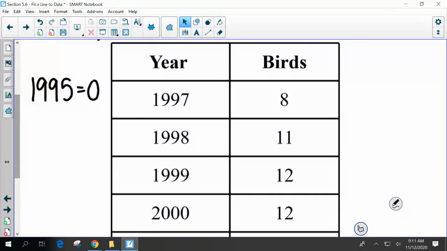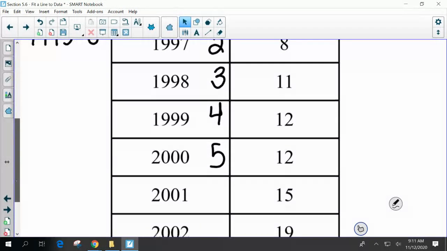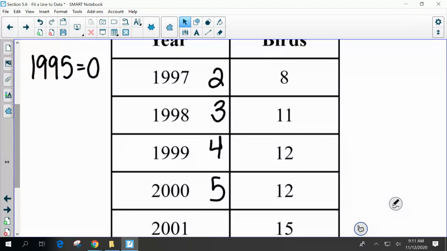So what would 1997 equal? 2. Yes, and then 98 would be 3, 4, and 5. So what I'm saying is that 1995 is my starting year. So if I need to graph this coordinate right here, I'm going to graph 2, 8 instead of 1997, 8. Okay. So then I'm going to go and graph those points.